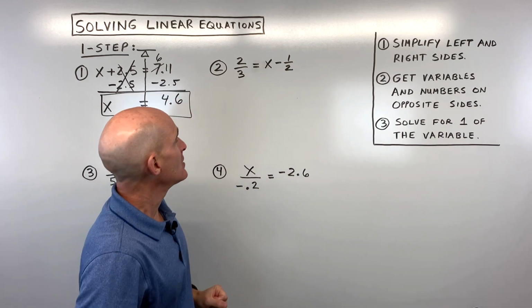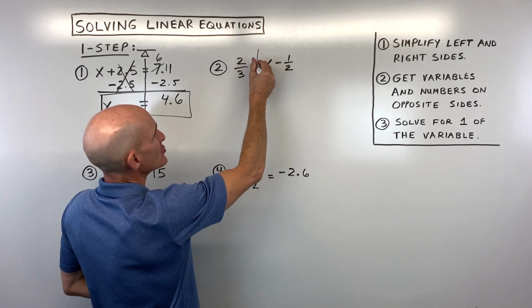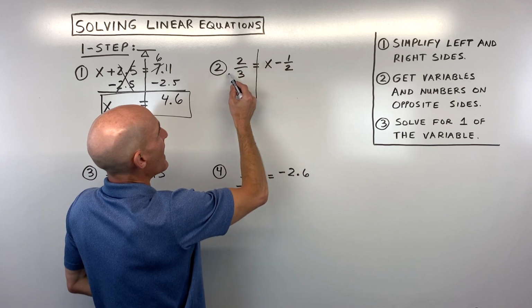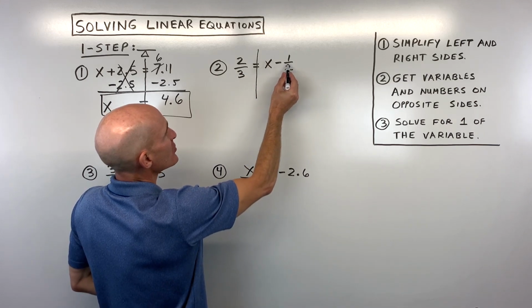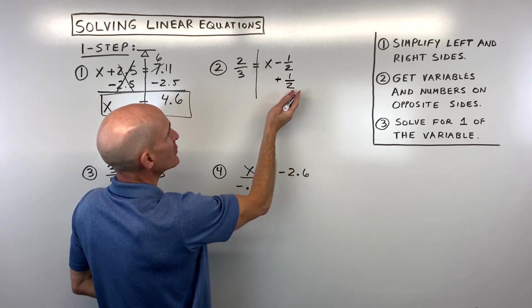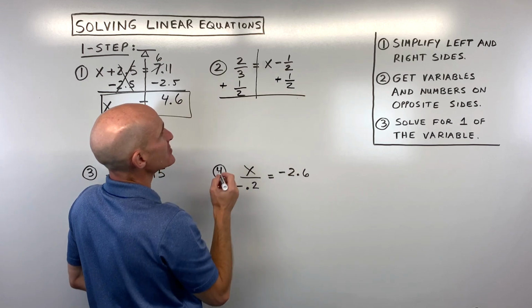In this case, because the variable x is on the right side of the equation, where we'll just draw a line to divide the two sides, we need to get the numbers on the opposite side. So instead of subtracting 1/2, I'm going to do the opposite. I'm going to add 1/2. Whatever I do to the right, I want to do to the left to keep this equation balanced, right?